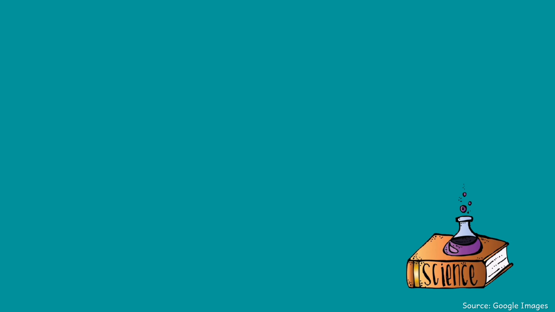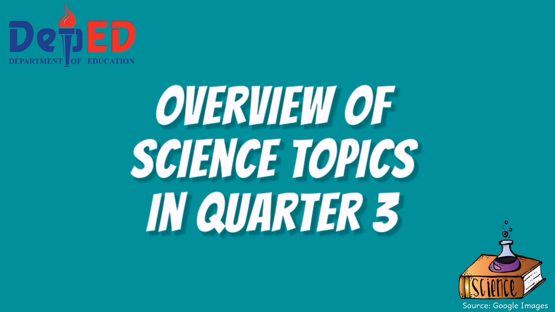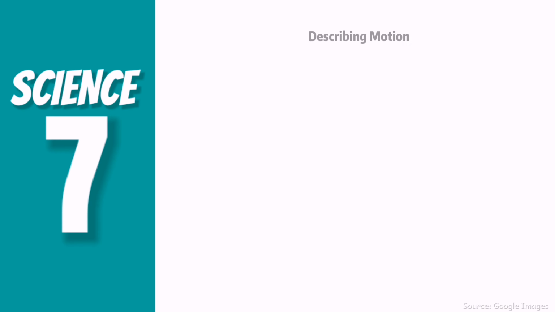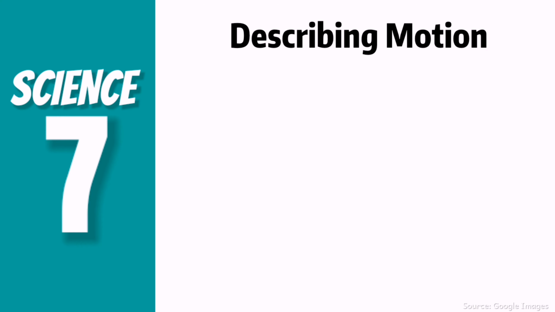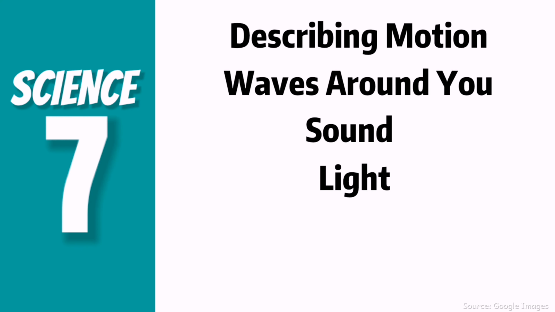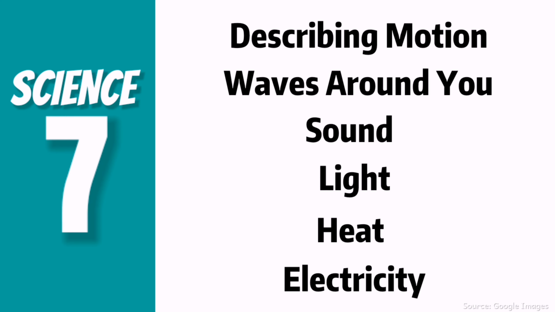In this video, we will have an overview of the science topics that will be discussed in Quarter 3 from Grade 7 to Grade 10. Here's the list of the topics in Science 7. Describing motion, waves around you, sound, light, heat, and electricity.